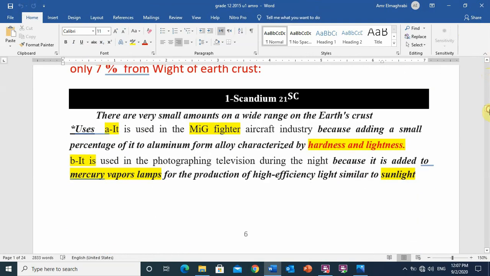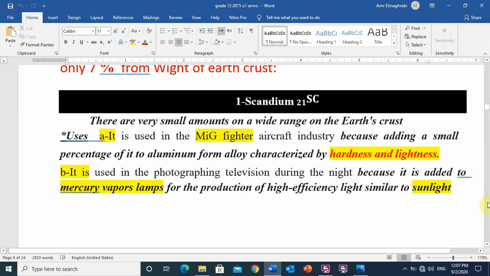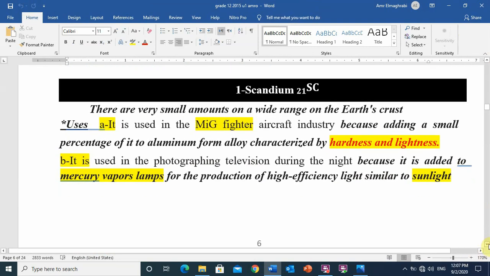Starting with scandium. Scandium is the first element of the transition elements. Scandium has 2 main uses. The first use, MiG fighter aircraft. It's a kind of airplane used for military purposes. The MiG fighter is supposed to be light because it's an airplane, and supposed to be hard because it's a fighter.